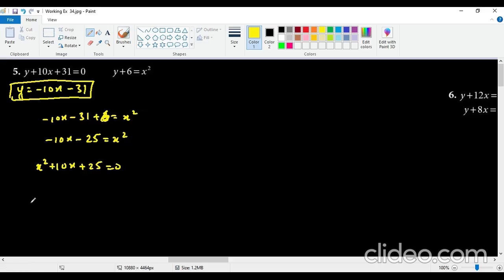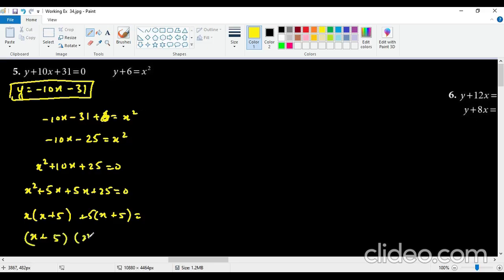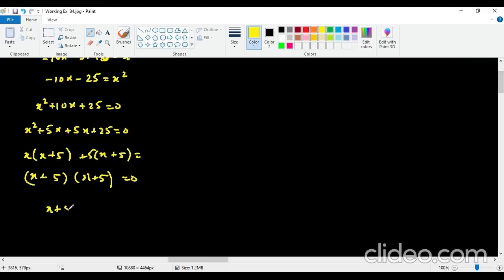That means x squared plus 5x and plus 5x plus 25 equals 0. That means x plus 5 and x plus 5, in one bracket x plus 5, another bracket also x plus 5. So both values of x are going to be negative 5. x plus 5 equals 0, which means the value of x is going to be negative 5.